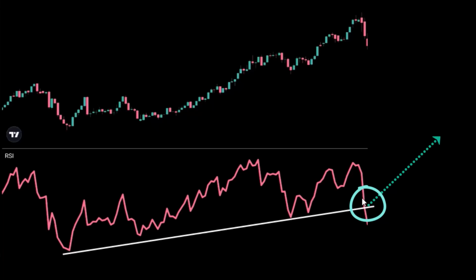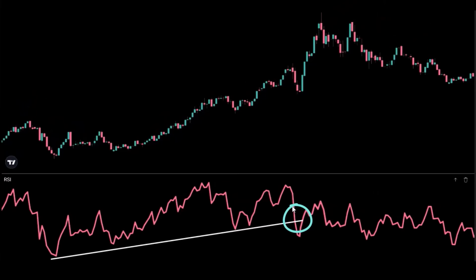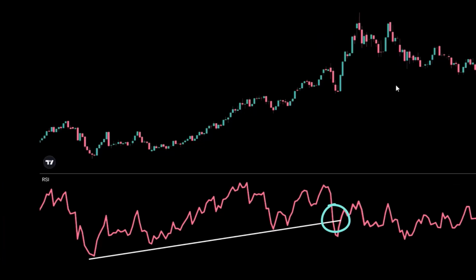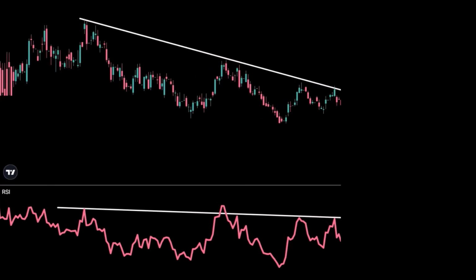If the RSI bounces from the trend line, it suggests that buyers are still strong. But if the RSI breaks below this line, it tells us that momentum structure may be changing. This can act as an early warning. At that point, traders often become more cautious with long positions and start watching the price chart for confirmation. So far, we looked at the bullish case.